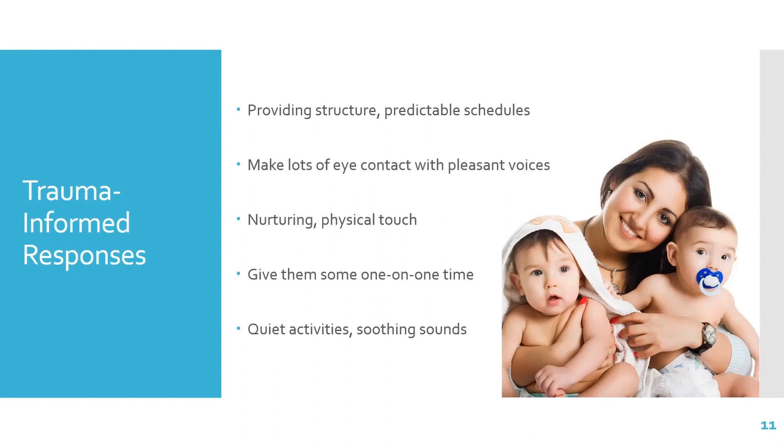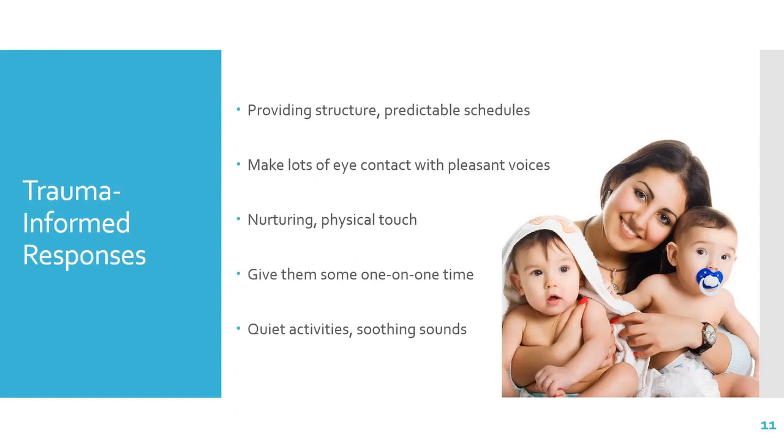As I said before, lots of eye contact and pleasant voices, soft, soothing voices. Also a nurturing physical touch. Both of these things, eye contact, pleasant voice, physical touch, these are the things that increase the hormone called oxytocin, which, if you're not aware, is an attachment hormone, and it makes us feel loved and attached. And when oxytocin rises in a baby or toddler, the stress hormones are automatically suppressed.